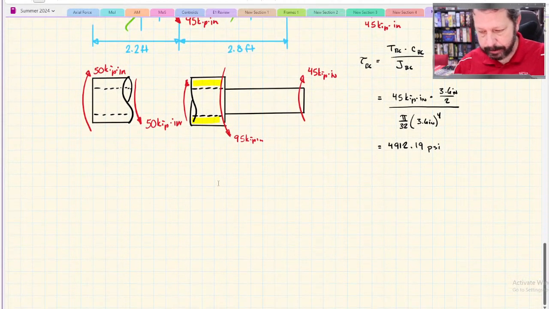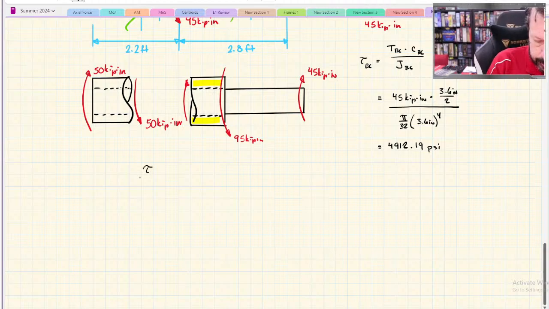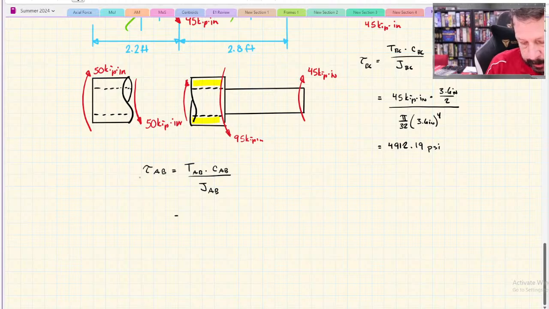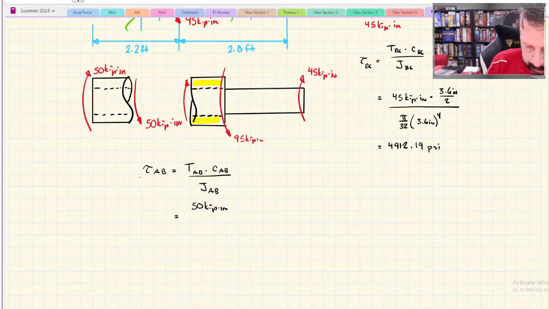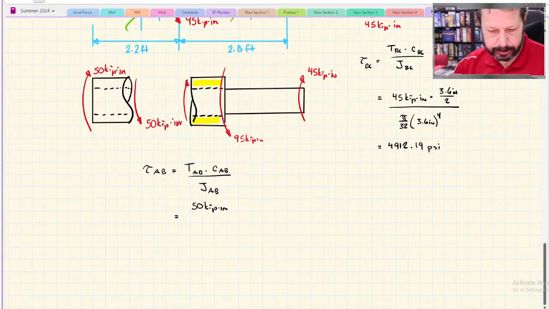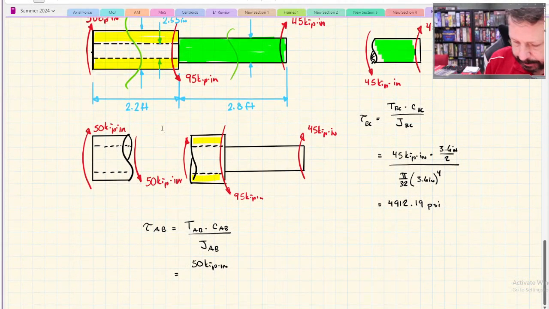But let's go ahead and calculate our shear stress. Tau in this section AB is the internal torque in AB, times the outer radius of AB, divided by the polar moment of inertia for AB. The torque is going to be 50 kip inches, and technically it has the opposite sense from BC. I gave BC a positive sense, so technically this is negative, but for shear stress, we don't care about positive and negative. The outer radius of AB, I've forgotten, 4.9 inches is the diameter.